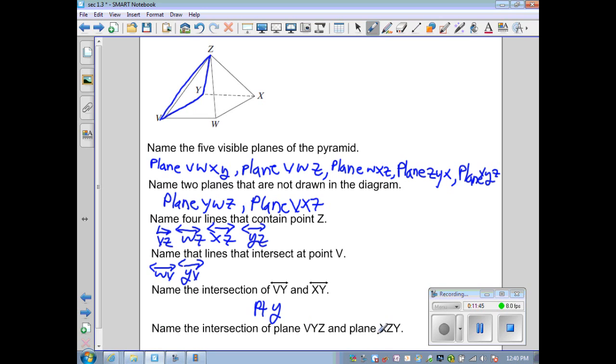Next, name the intersection of planes VYZ and XZY. From a postulate, we know that 2 planes intersect and their intersection must be a line. Here, the common points between the two planes are Y and Z, so the intersection is line YZ.